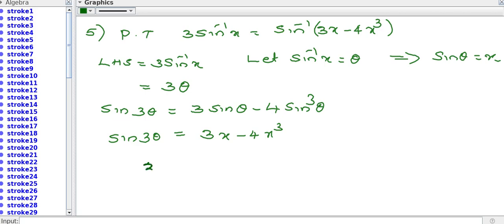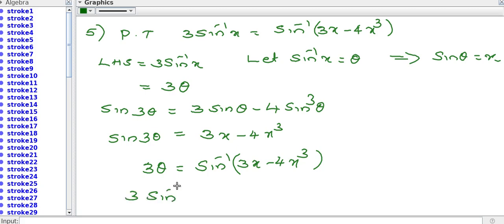So what about 3 theta? Apply sine inverse. So sine inverse 3x minus 4x cube. Okay. So what is theta? Theta is sine inverse x. So it is 3 sine inverse x is equal to sine inverse 3x minus 4x cube. Right? So that is what we wanted to prove. Okay.